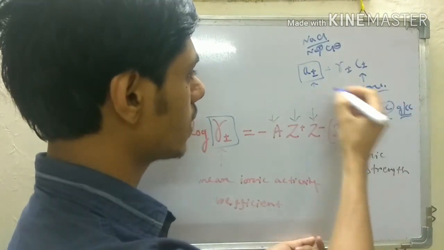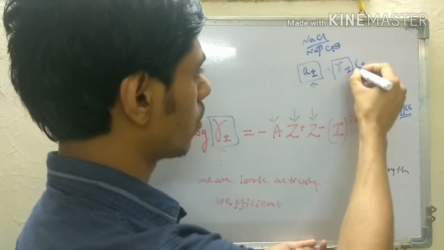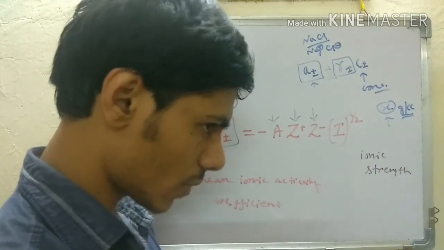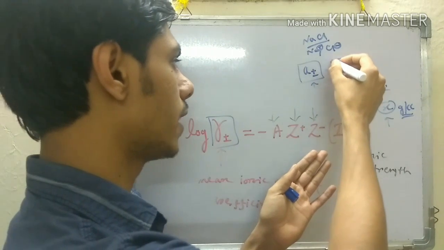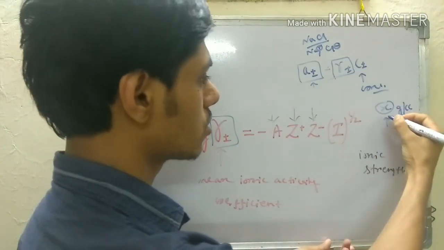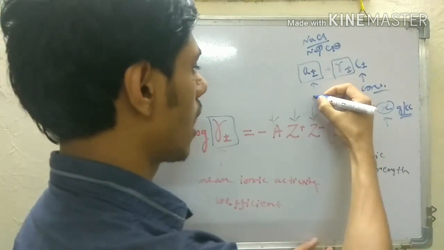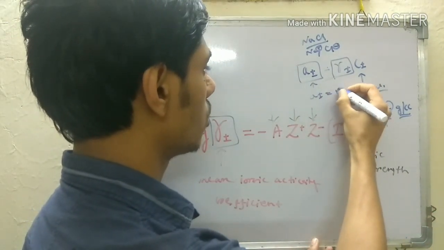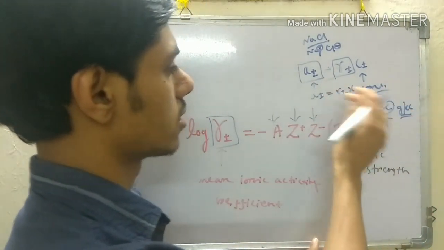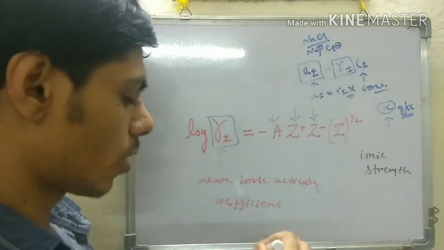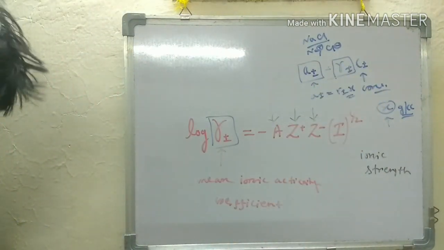So how can you get a? You have to multiply this concentration by a term, that is gamma plus-minus, then it will give you the mean ionic activity. So a plus-minus is equal to gamma plus-minus into X in this case. So this gamma is called the mean ionic activity coefficient.